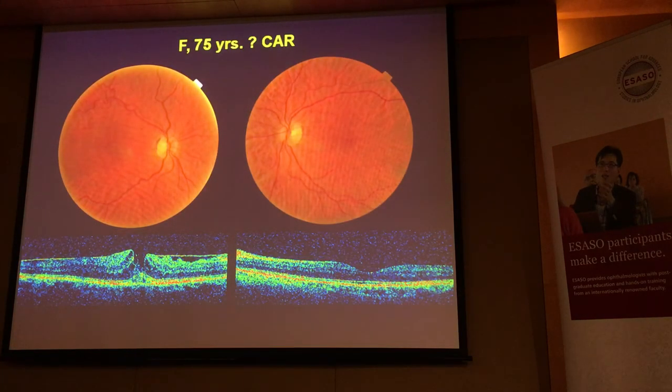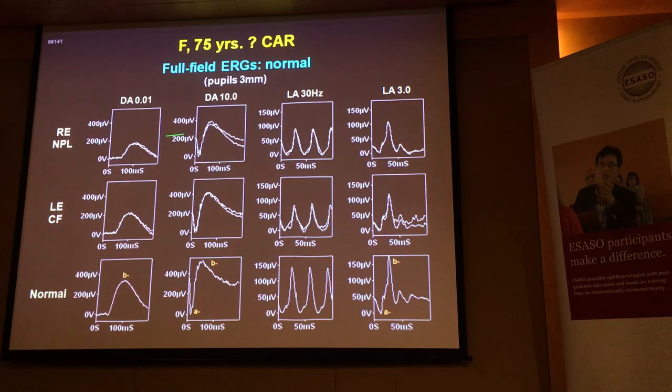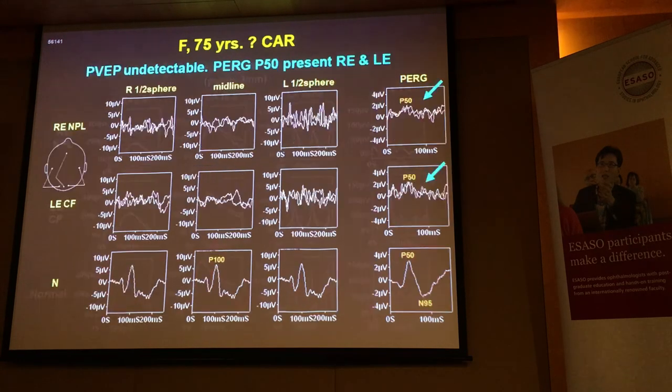And nothing much to see in the fundus, the OCT sees the hole. And the ERGs came back normal. We had no idea. So we did VEPs, and the VEPs were undetectable. But the pattern ERG, despite the fact the patient only had counting fingers, she was able to see the light of the TV screen in front of her. She was able to maintain a degree of stability and fixation. And we still got P50 from her macula. There's no N95, but the important thing was the P50, which said the macula was working.